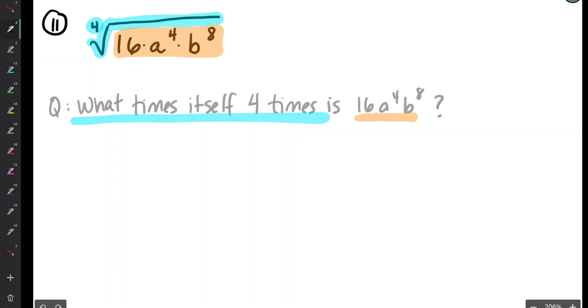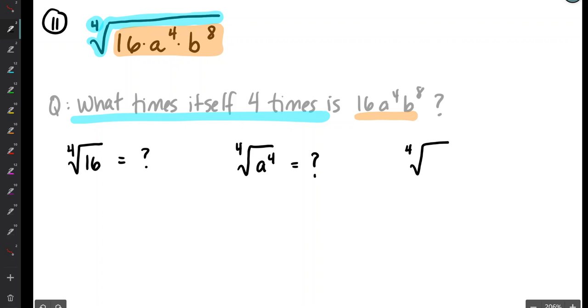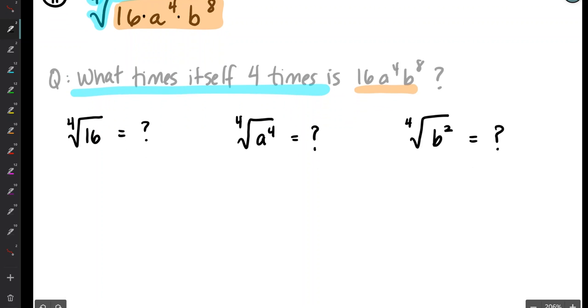And because this is multiplication, I actually can compartmentalize my thinking and just think about what times itself 4 times is 16. And then think what times itself 4 times is a to the 4th. And then think what times itself 4 times is b squared. I can think about those all separately because we've got this multiplication here.